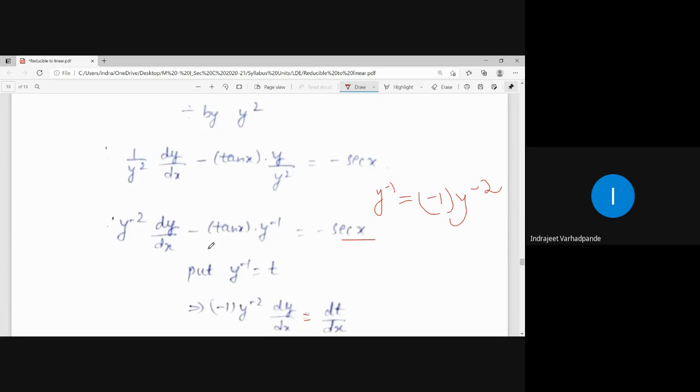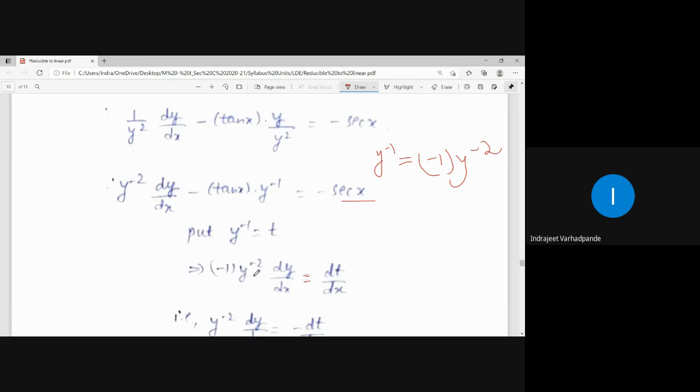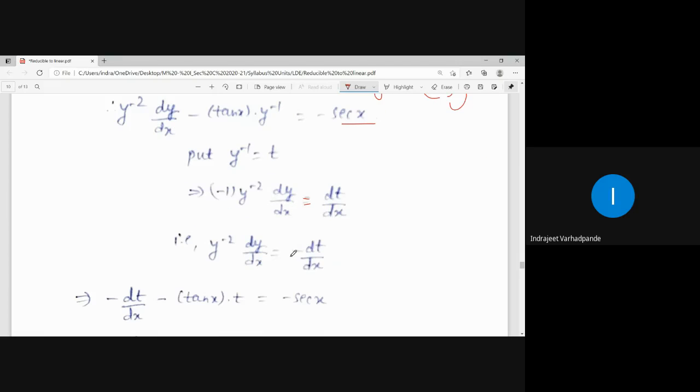So put y to the power minus 1 is equal to t, minus 1 into y to the power minus 2 dy by dx is equal to dt by dx. Y to the power minus 2 into dy by dx is minus dt by dx. So now replace this y to the power minus 2 dy by dx as minus dt by dx, minus tan x as it is. Y to the power minus 1 is t and RHS contains minus sec x.